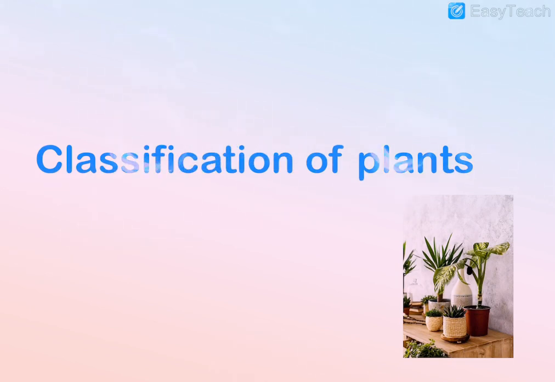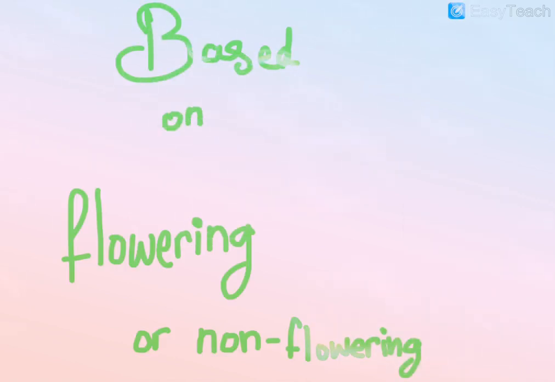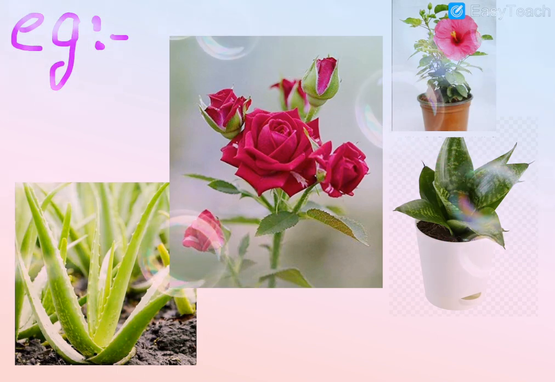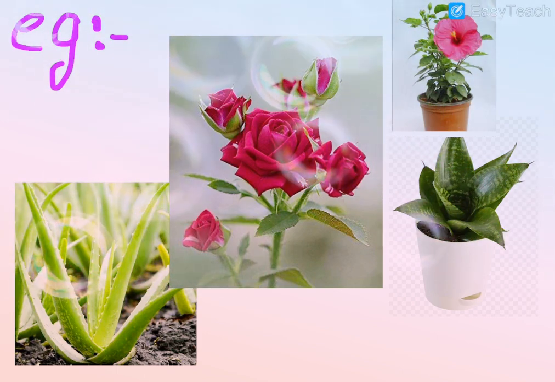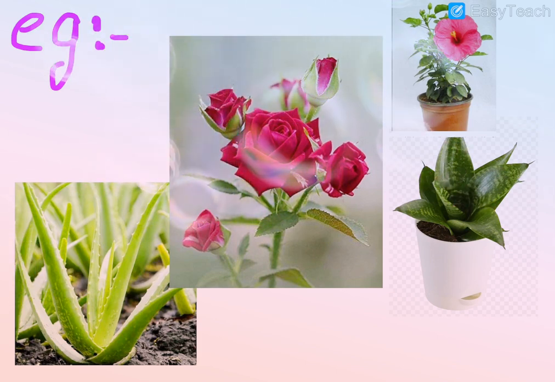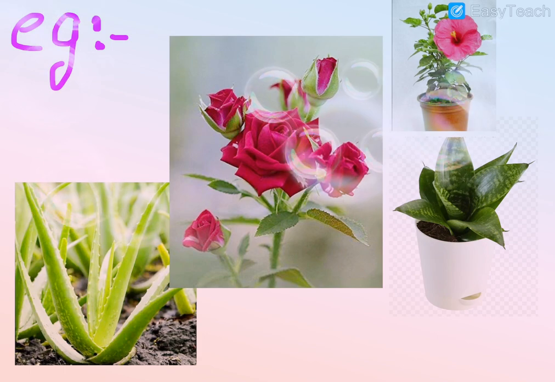So the first way of classifying plants is flowering or non-flowering. So examples, first let's see what's flowering. Flowering are the plants which give flowers, non-flowering are the plants which don't give flowers. So I hope all of you know that. So examples are rose, hibiscus for flowering, and non-flowering we have aloe vera, snake plant. And pine tree, ferns and mosses are also examples of non-flowering.